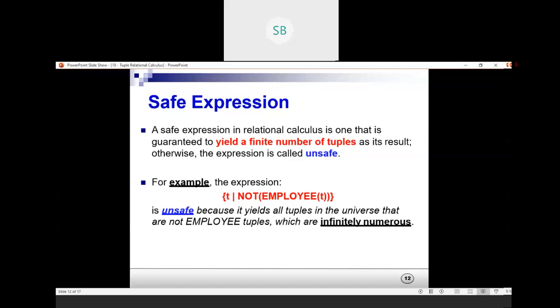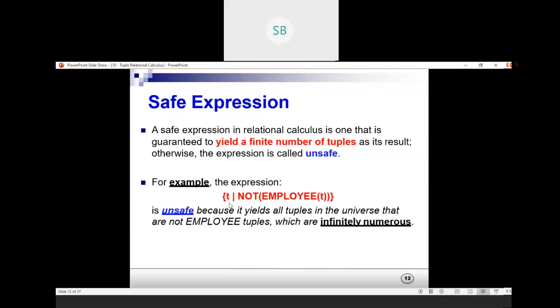That kind of expression is known as a safe expression. But any expression which will retrieve numerous, like n number of tuples, in that case that expression is said to be unsafe. Now let's take an example of an unsafe expression.